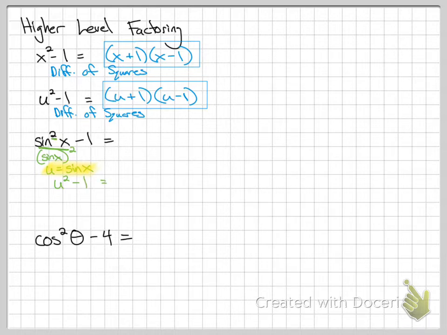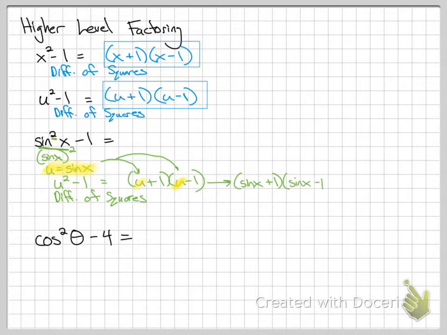So you should recognize this as a difference of squares problem, and you should be able to factor that relatively quickly. U plus 1, u minus 1. But now, because it was a higher level problem, and we did what was called a u substitution, you can't stop there. The answer is not u plus 1, u minus 1. The question did not have a single u in it. So now you need to go through and replace those u's with what we said they stood for. So your answer is going to be sine x plus 1 and sine x minus 1. And you just factored your first higher level factoring problem.